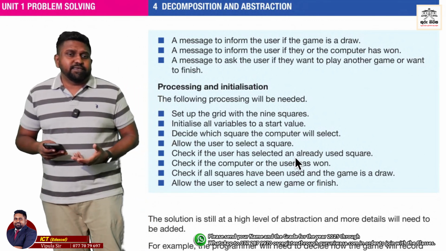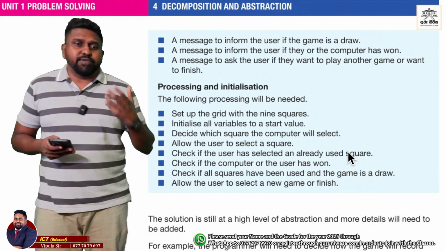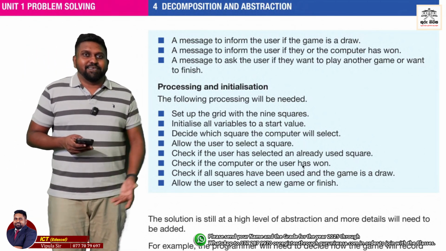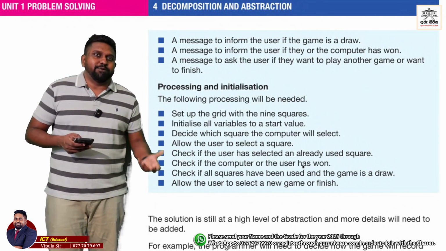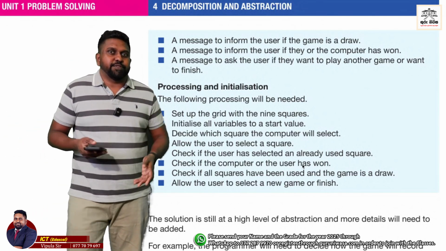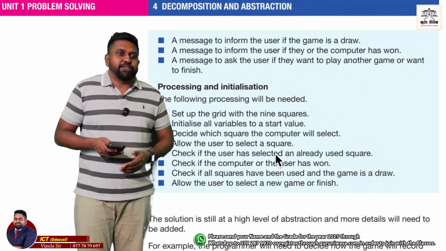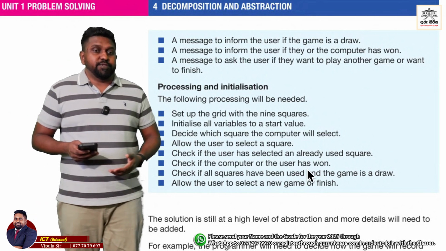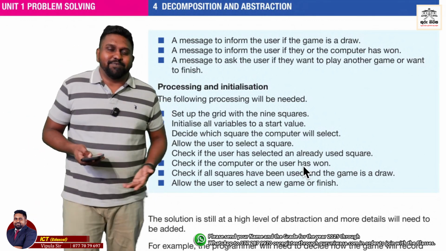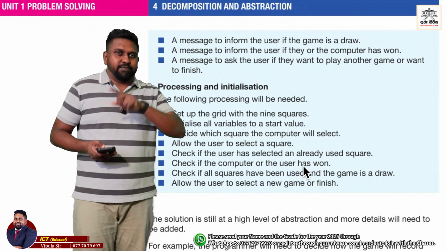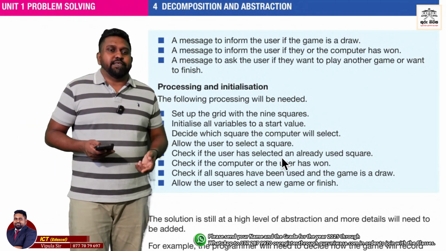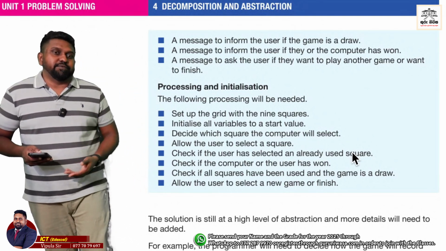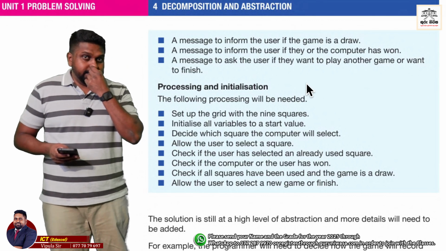already selected, check if the user has selected an already used square. This is the one which I just explained a couple of seconds ago, where you should not be able to click on something or some sort of a square which is already selected, right? So then that has to be checked as well, and then check if the computer or user has won. Somebody needs to win the thing also. So either one of these angles should be validated, and if the computer has won the game, then you have to send a message. But at the same time, there can be a draw as well, right?